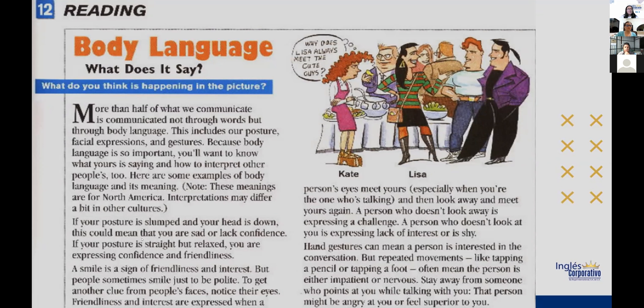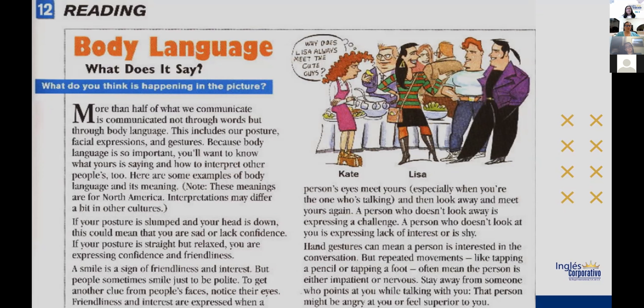If your posture is slumped and your head is down, this could mean that you're sad or lack confidence. So when people are like this, they barely see other people's eyes. They don't keep eye contact, right? So that is lack of confidence.